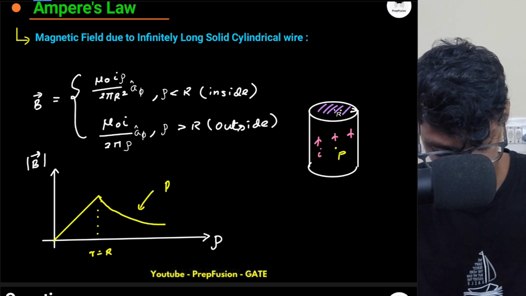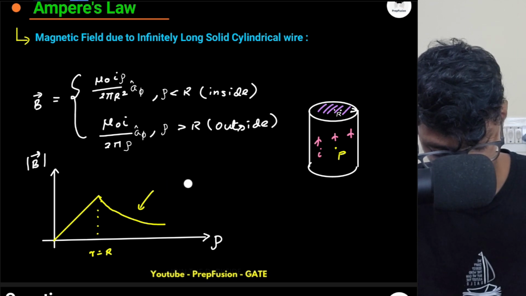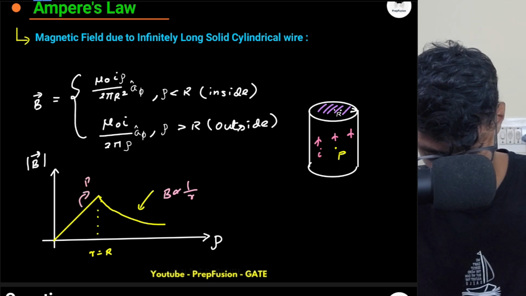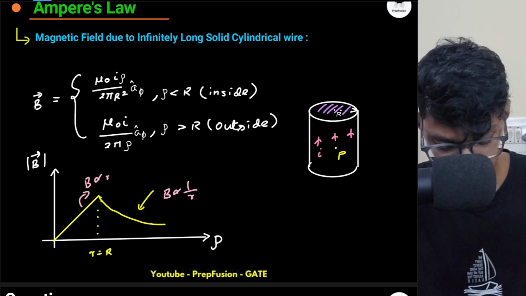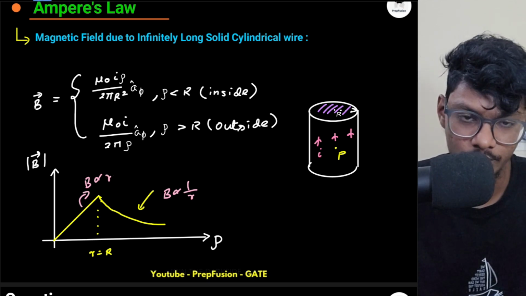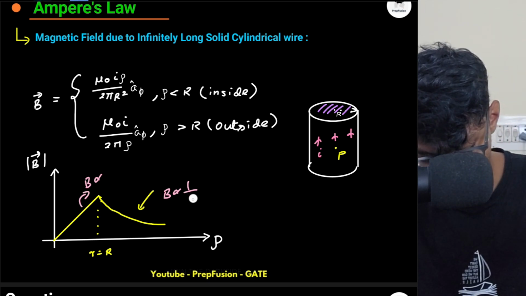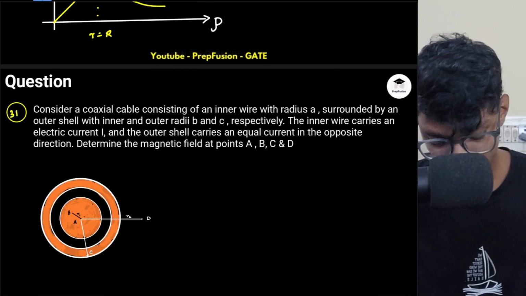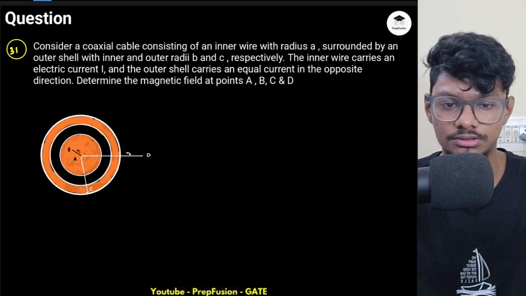Okay, so here my magnetic field is inversely proportional to R, and here my magnetic field is directly proportional to R. So these two are the cases. I hope you get the point. R, or you can say rho, because we have chosen rho. I will just use the rho. So let's do a few questions according to this concept.